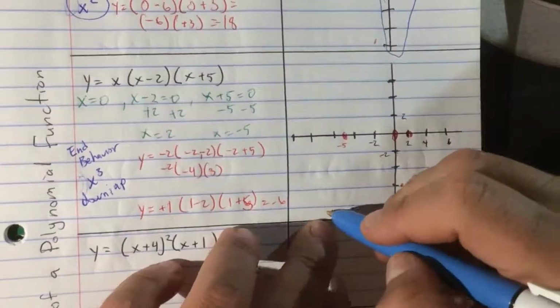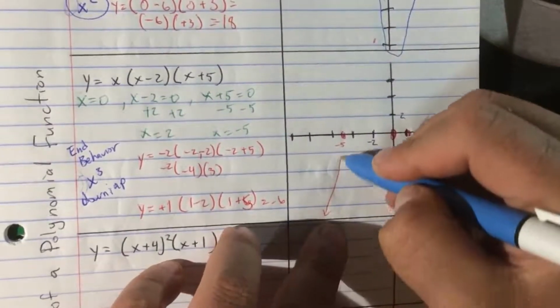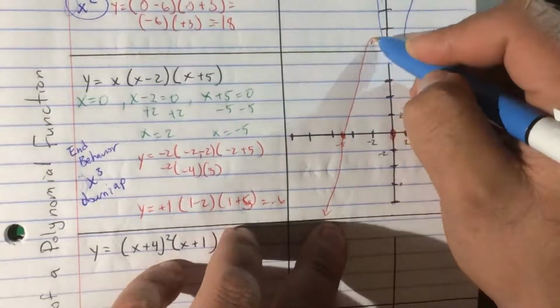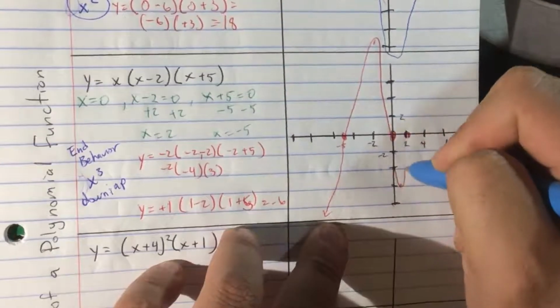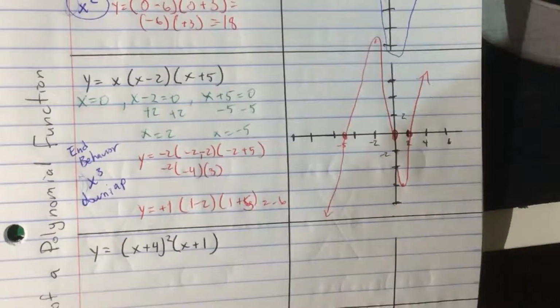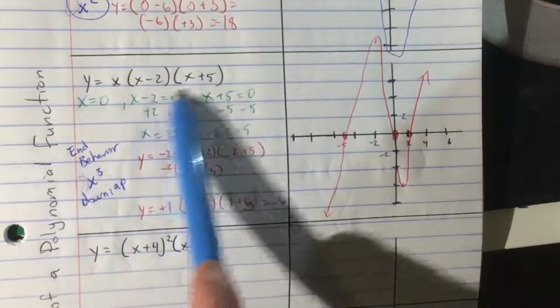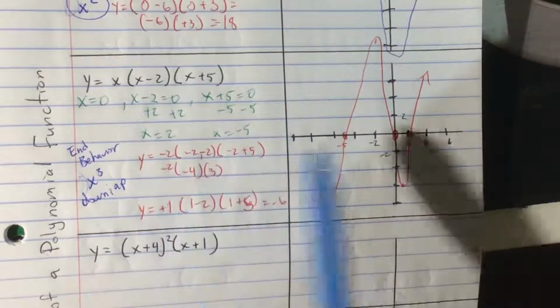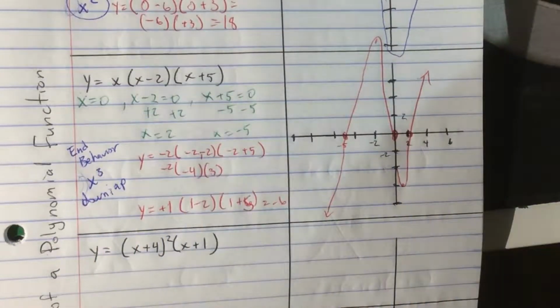So this one is going to come from down here below, touch this here, go all the way up, go down here, touch down here, and go all the way back up again. So it's going to look something similar to this. Remember, this is just a guesstimation, but this is how to find out using the end behavior, using the zeros, and picking points in between the zeros to figure out what the graph is supposed to look like.